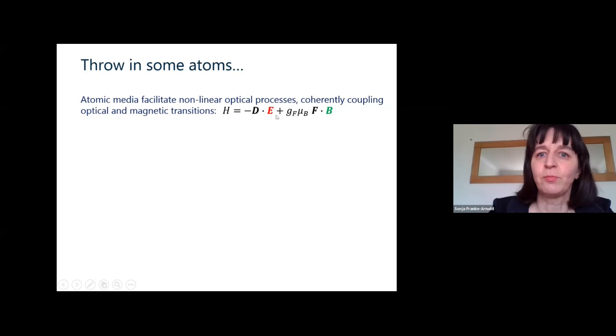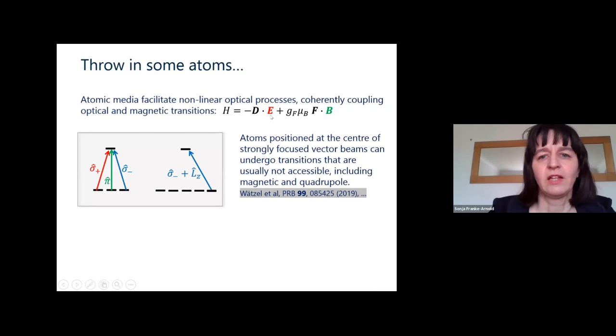The question then is, if we just restrict ourselves to dipole interaction, what happens if our electric field is now one of these vector states? There are different regimes you could realize. One of them is very difficult, and so far it's just theoreticians working in this area. That is positioning an atom or an ion at the very center of a strongly focused vector beam so that the atom will sense the whole vector structure, the anisotropy, directly, and that enables you to facilitate magnetic or quadrupole transitions that are otherwise unable to work.